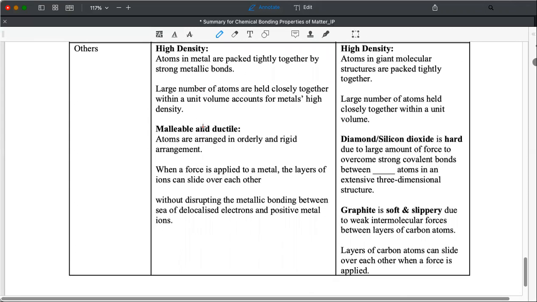And they are malleable and ductile because they are arranged in an orderly and rigid arrangement, so applying a force on them causes the metal ions or atoms to slide over each other easily. When they slide over each other easily, you need to talk about how this will not disrupt the metallic bond between them. Between what? Between the delocalized electrons and positive metal ions. So you need to be very clear what are the points that I need to mention. All right, always think about the structure, bonding.